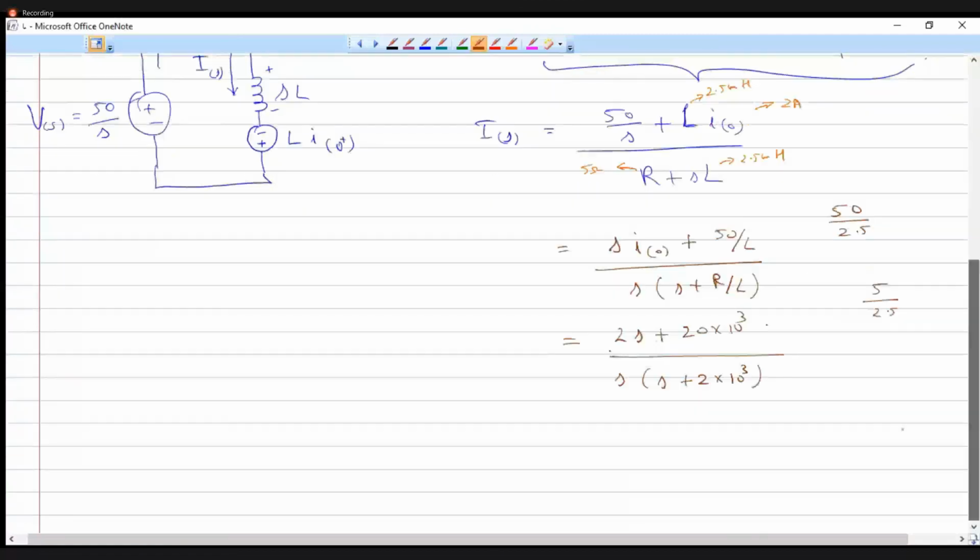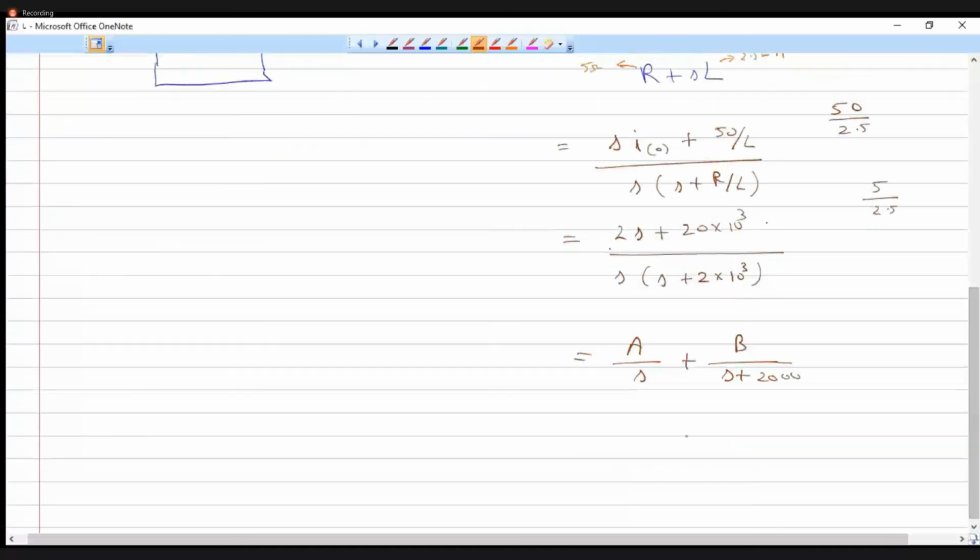Now you can use partial fractions, so that will be written as A by S plus B divided by S plus 2000. Use the identity. What is A? A is equal to limit S tends to 0 of 2s plus 20 into 10 power 3 divided by S plus 2000. So that will be equal to 20 into 10 power 3 divided by 2000, so that will be equal to 10.